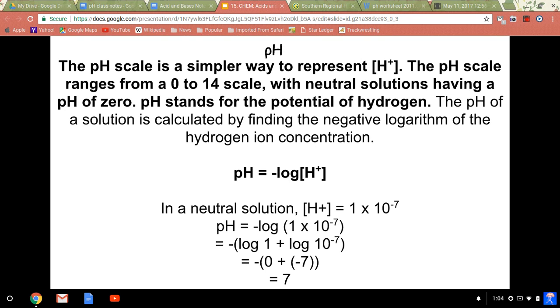And if we had a neutral solution, our hydrogen ion concentration would be 1 times 10 to the negative 7th. You would do the negative log of 1 times 10 to the negative 7th, and you would just get 7. So using the pH scale is a much easier way to figure out if your solution is acidic or basic.